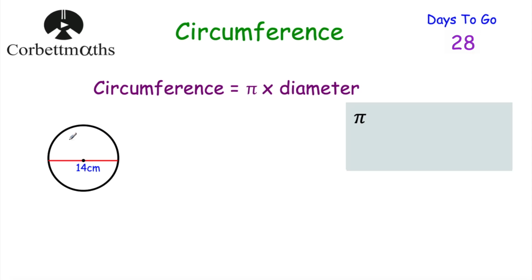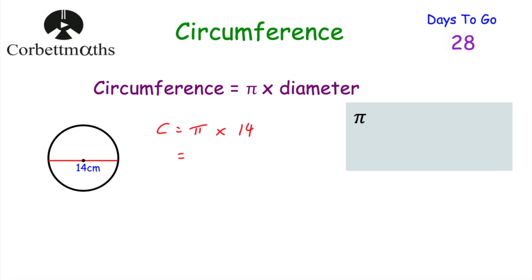So for instance, if we had this circle here where we've got a diameter of 14 centimeters, if we wanted to find the circumference, the distance around the outside of the circle, we would do circumference equals pi times diameter. Now the diameter of the circle is 14, so we're going to do pi times 14. And then we would get our calculator, and this is a calculator question. I'll show you a non-calculator question in a second.